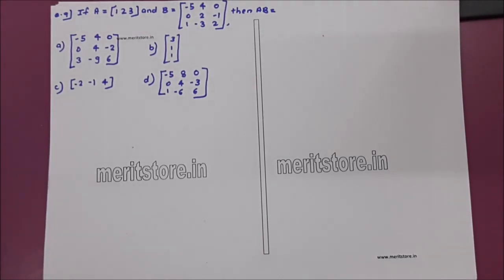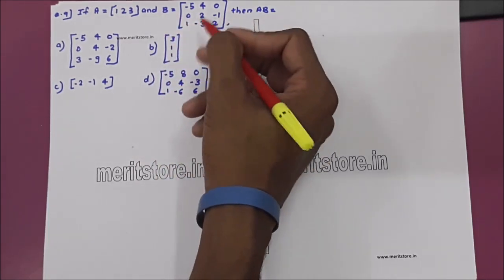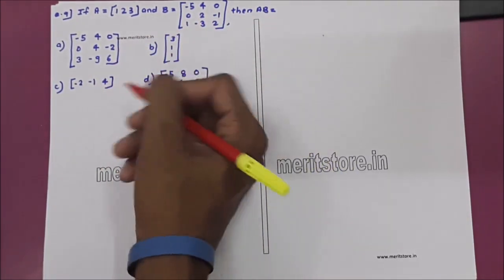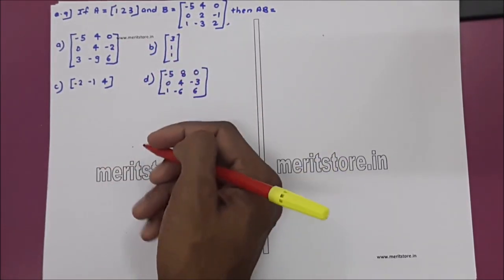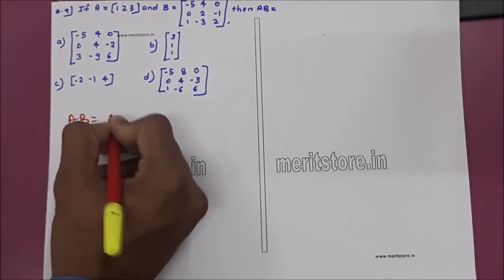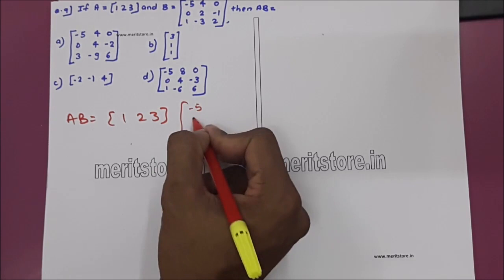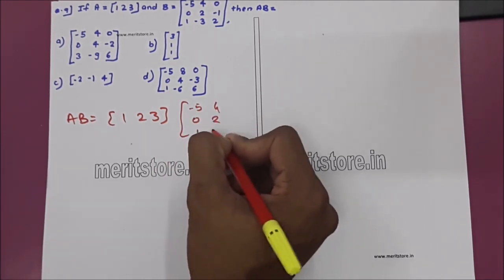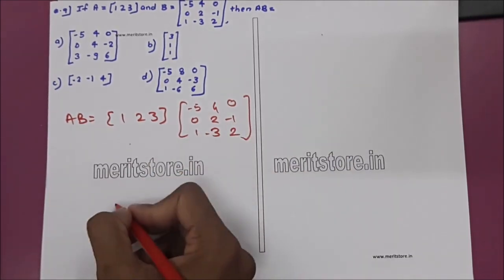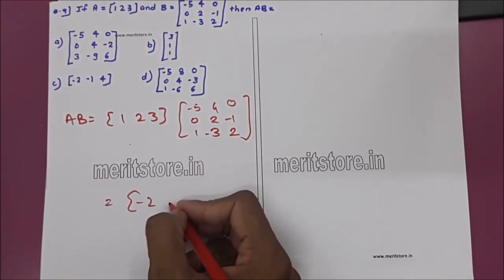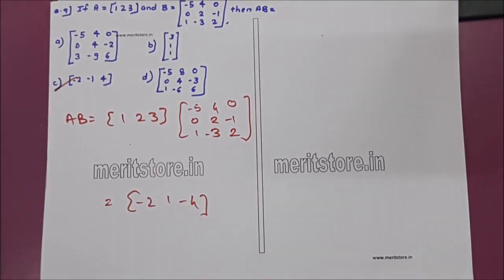Question 9. If A is equal to [1, 2, 3], that is a row matrix, and B is a 3 by 3 matrix, then AB is equal to, we have 4 options in 3 by 3, with columns and rows. So we solve A into B. We solve this, we get minus 1, minus 2, 1, minus 4, which is option C. Option C is the correct answer.